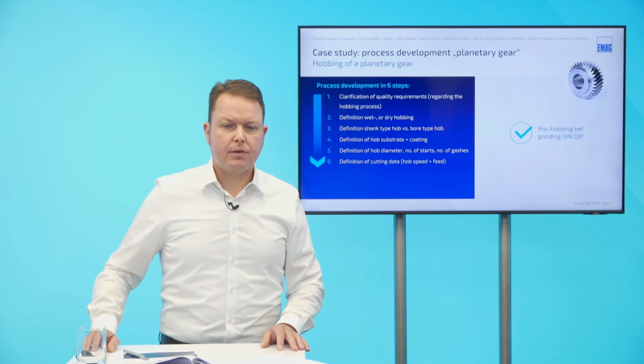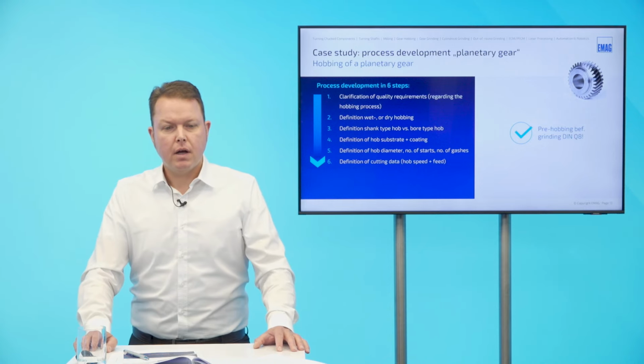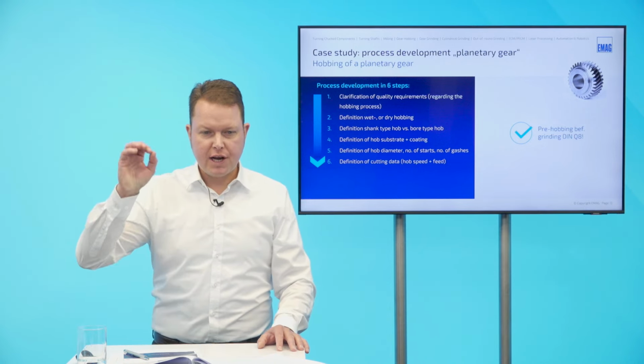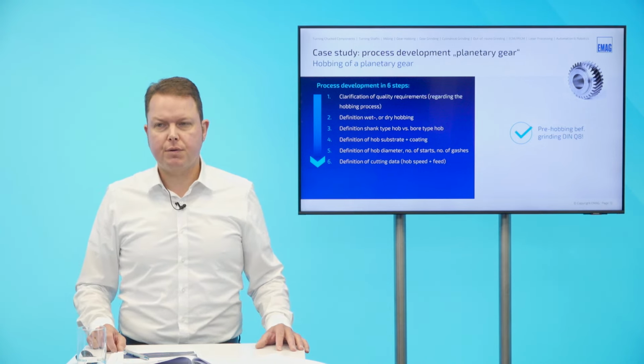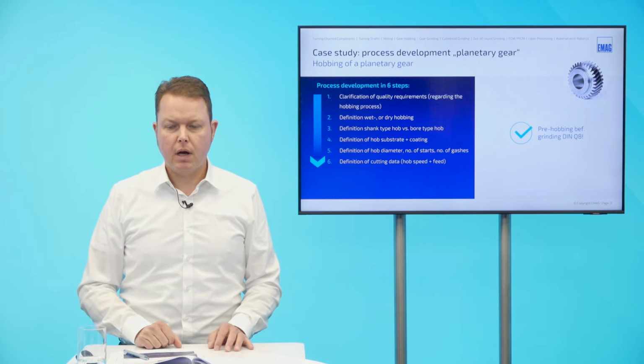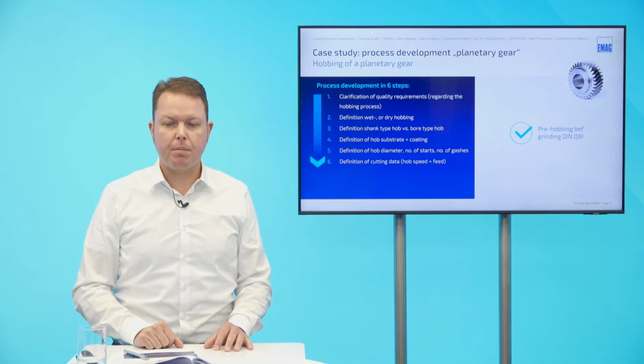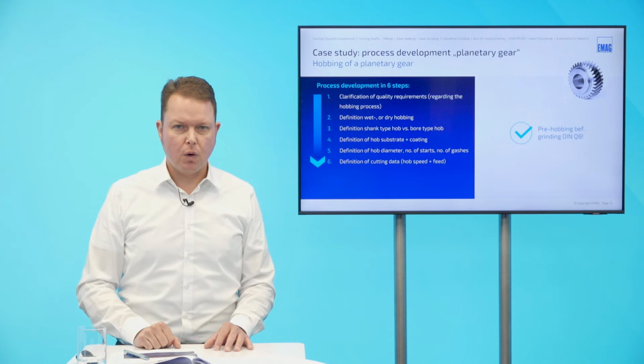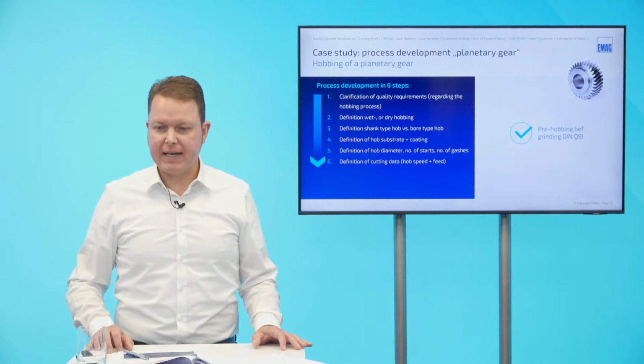Okay, so let's come back to our case study, the planetary gear. Step number 1, we can check clarification of quality requirements. We determine now that we will have a process that is pre-hobbing before generating grinding, so our accuracy will be class 8 in the hobbing stage.